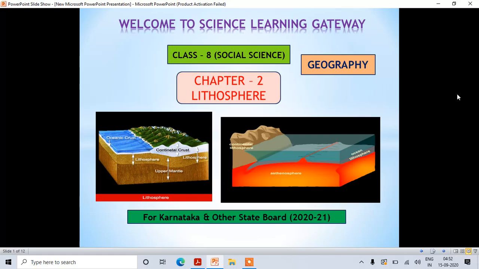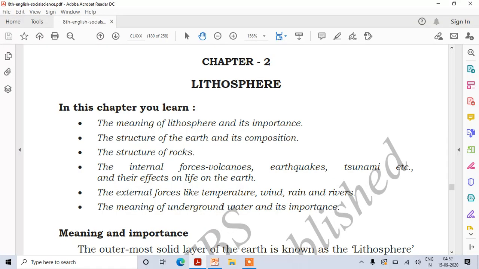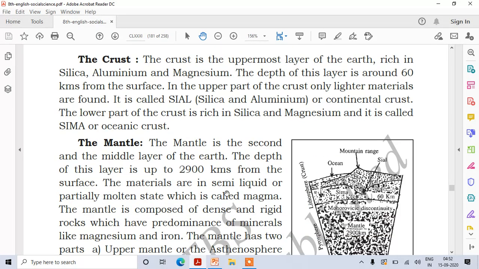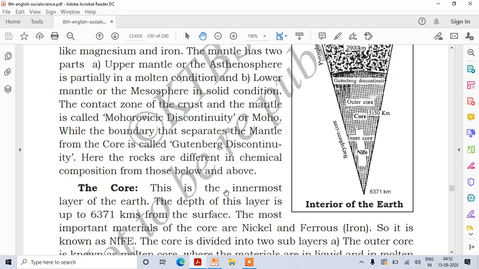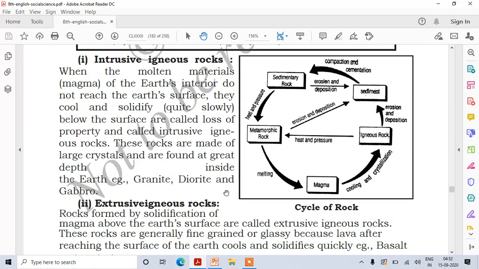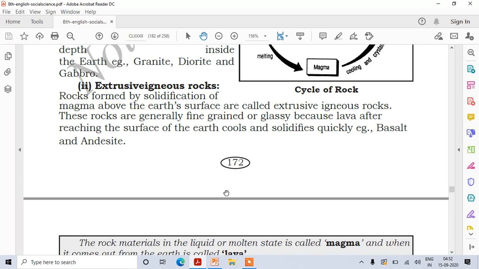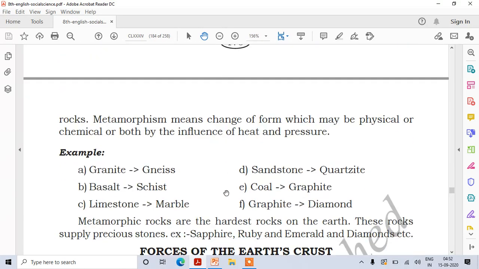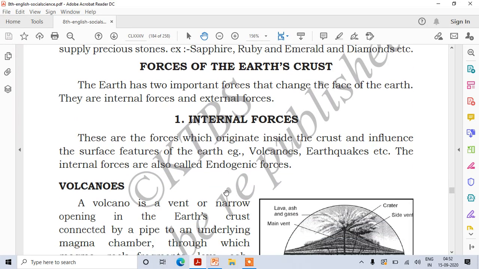So this was our chapter number 2, Lithosphere. In this we have read about the 3 layers of the earth: crust, mantle, core. Then we have read about the types of rocks: sedimentary rocks, metamorphic rocks, igneous rocks. And now we'll start with the forces of the earth crust. Means, what are the forces which are present in the earth crust?